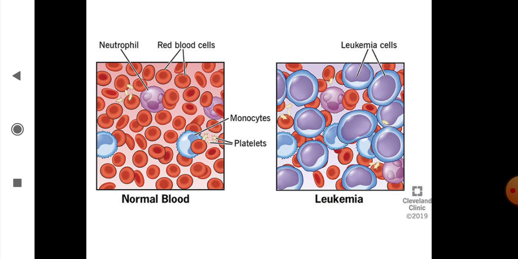On the left side you are seeing a normal blood smear picture, and on the right side the leukemia picture. In the last video we discussed a normal blood smear. Here you can see the red blood cells, the neutrophils, the platelets and the monocytes. The monocytes are the largest WBCs in the peripheral blood smear. On the right side you can see bizarre large cells with large nucleus with irregular nuclear membranes. These are abnormal cells, called leukemic cells or leukemia cells.